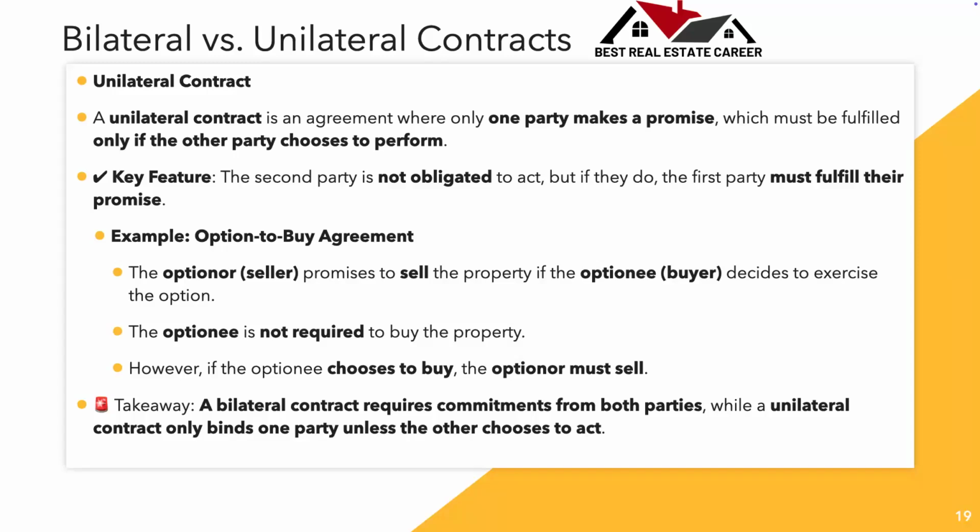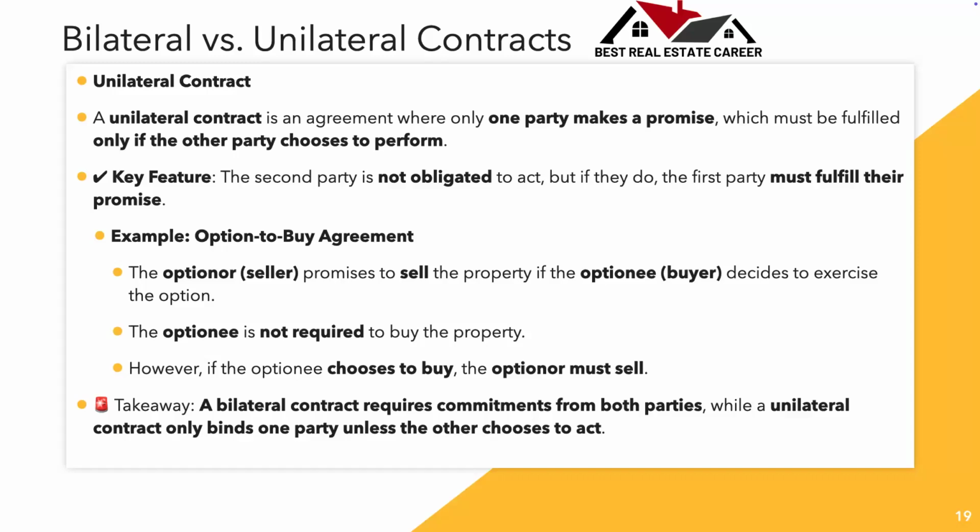Most of the time we think about these like buyout agreements, these options. We have an option. The optionor, the seller, promises to sell the property if the optionee, the buyer, decides to exercise the option. Now, the buyer might need to go get the money. Maybe they say, I need $600,000, it's not in my bank account, and I need like 45 days to come up with that money. And the seller says, okay.